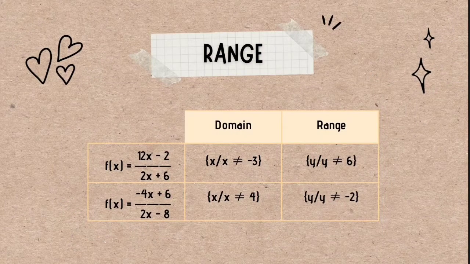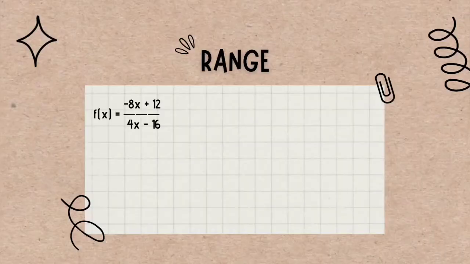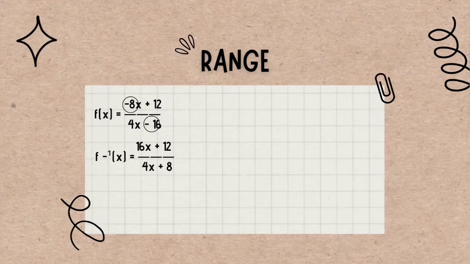Ganun lang kadali ang domain at range. I decided to give you one more example for you to fully understand our lesson. F of x equals negative 8x plus 12 over 4x minus 16. So, let's do the inverse. Papalitin natin ang negative 8 at negative 16. So, yan. Equate natin ulit na 0 ang denominator.